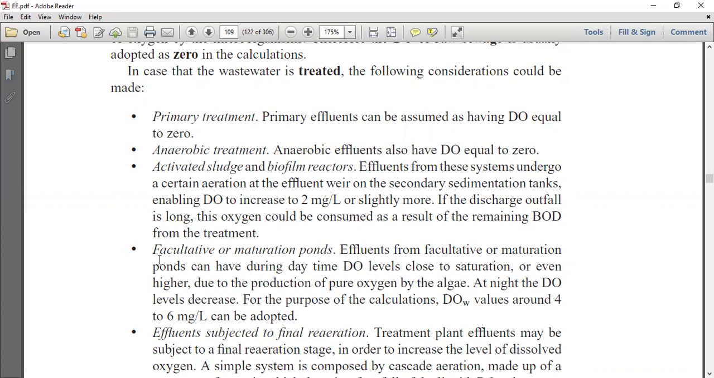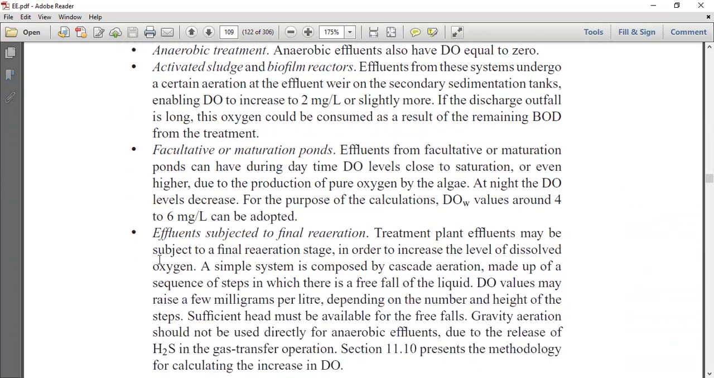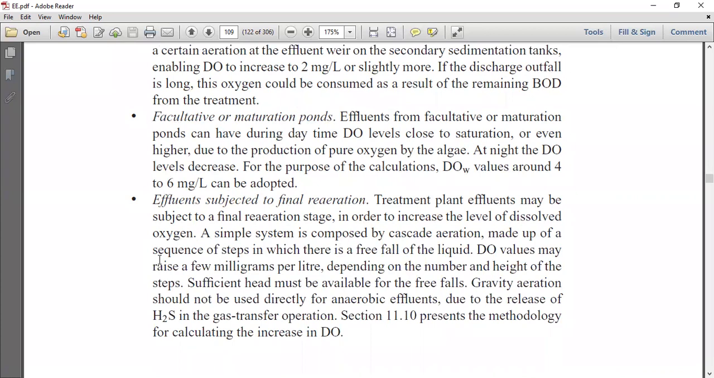Effluent from the facultative or maturation pond. DO is high due to the production of pure oxygen by the algae. At night, the DO level decreases. For the purpose of the calculation, DO values around 4 to 6 mg per liter can be adequate.